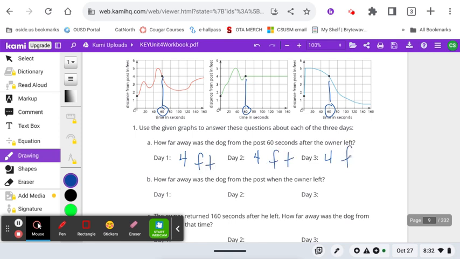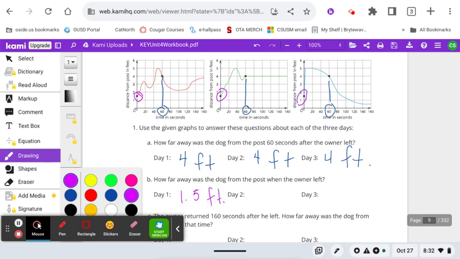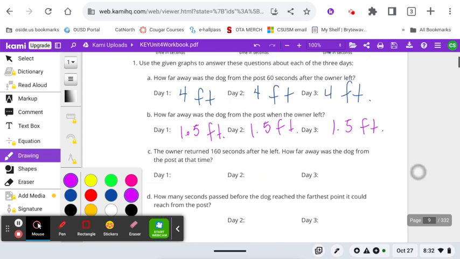How'd you do on those? Did you get those on your own? Then second, part B, how far away was the dog from the post when the owner left? So again, we're going over here and looking at the beginning when the owner left, and we notice that they were the same distance, about 1.5 feet from the post, no matter what day it was.